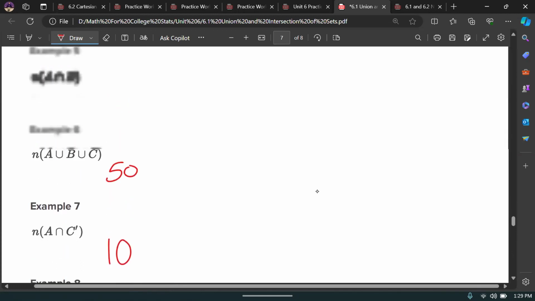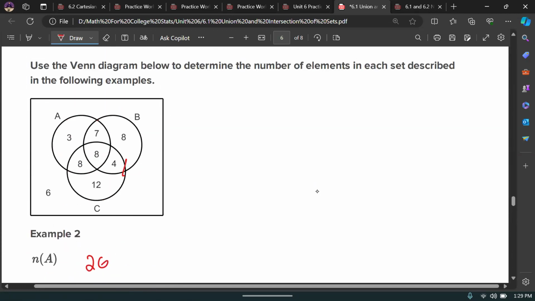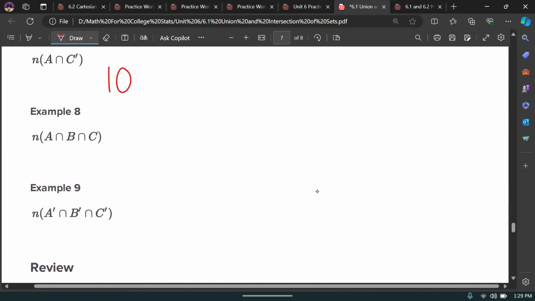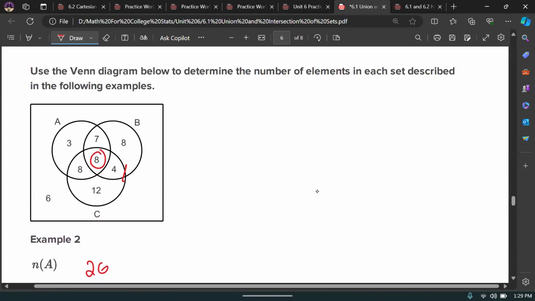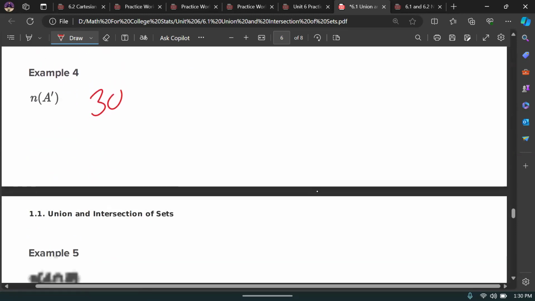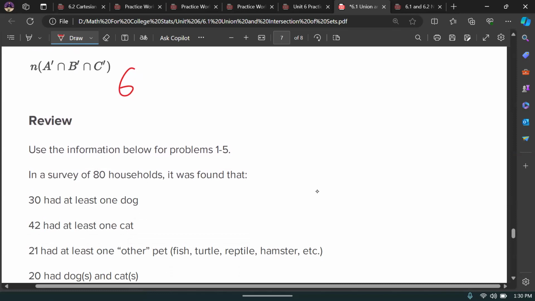A and B and C. So the overlap has to be in A and in B and in C. That's the middle, which is 8. And then finally, not in A and not in B and not in C. So it's not in A, it's not in B, and it's not in C. That's got to be, let me erase that, the 6 out here. There we go. All right.